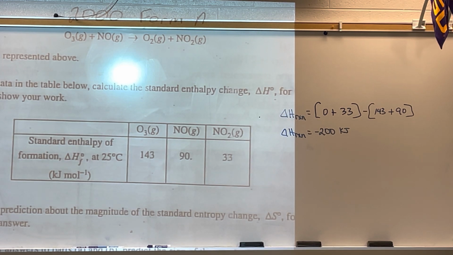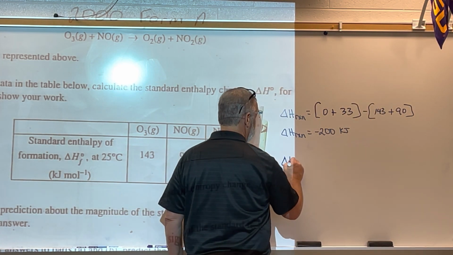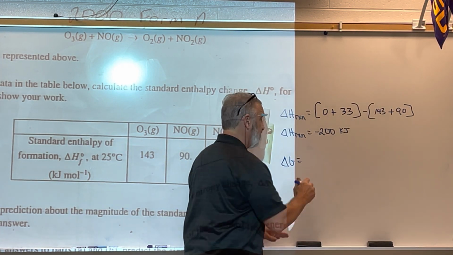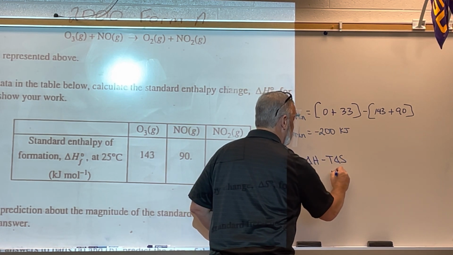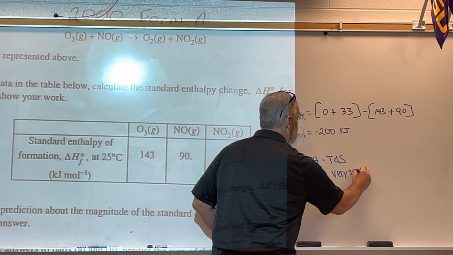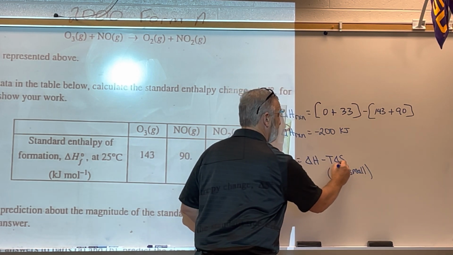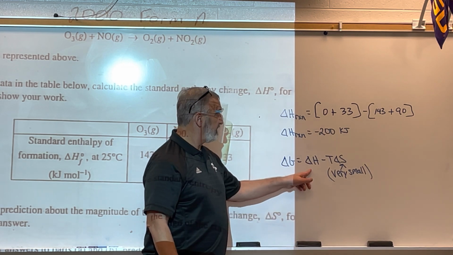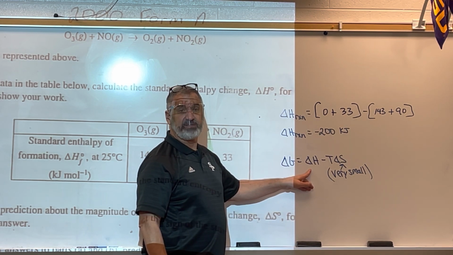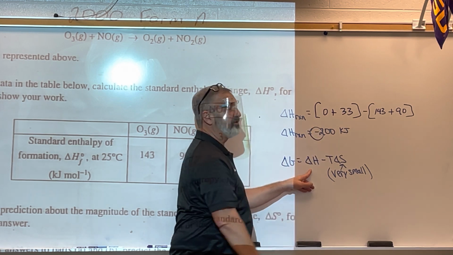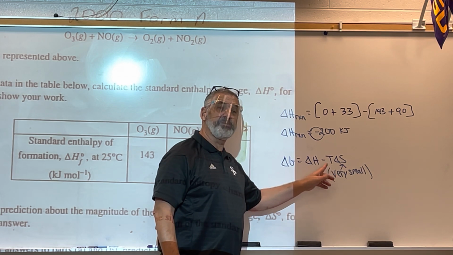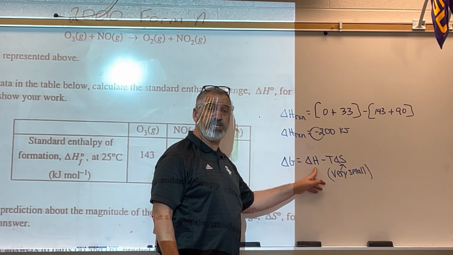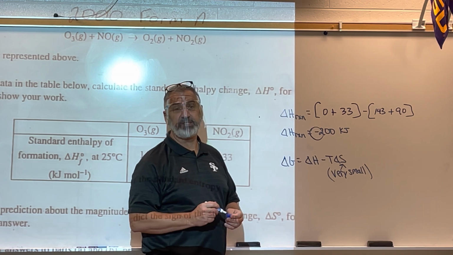So then the final question is, on the basis of your answers to parts A and B, predict the sign of the standard free energy change, delta G. Well, delta G is equal to what? Delta H minus T delta S. So if delta S is very small, it's pretty much all going to be based upon delta H, which we know to be negative. Since delta S has very little impact, delta G will be dependent mainly on delta H, which is negative, so delta G will be negative.